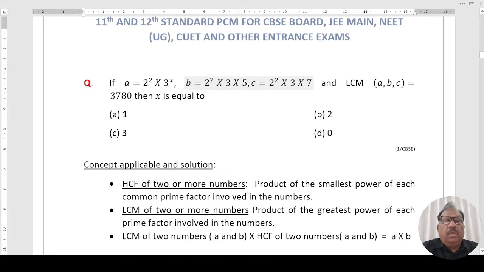Question is, if a equal to 2 to the power 2 into 3 to the power x, b equal to 2 to the power 2 into 3 into 5, c equal to 2 to the power 2 into 3 into 7. These are the three numbers, and LCM of these numbers a, b, c is 3780. Then we have to find the value of x. Four options are given, one of the options is correct.